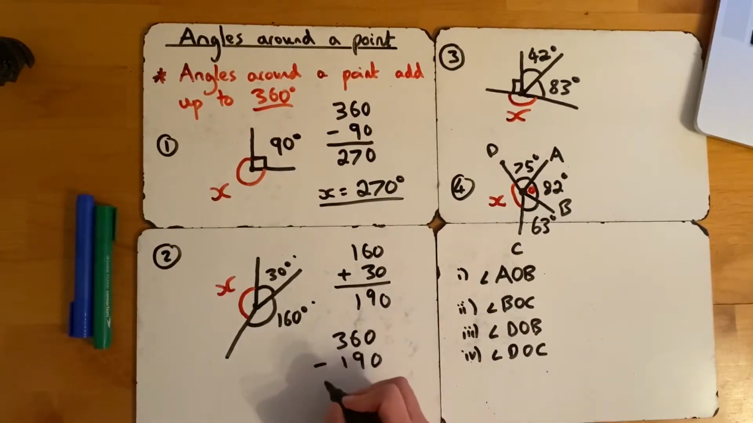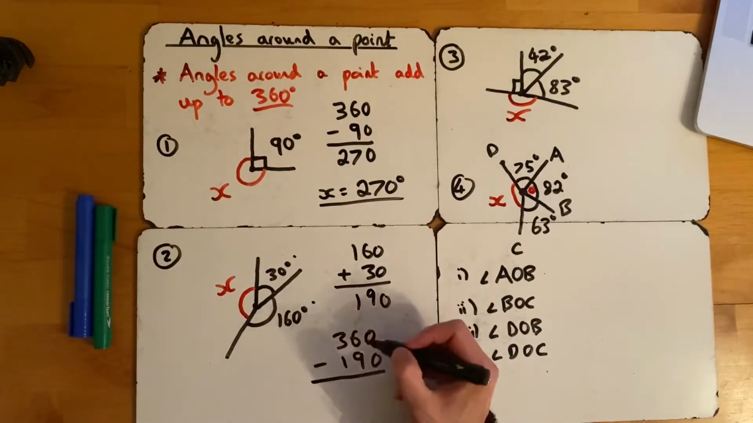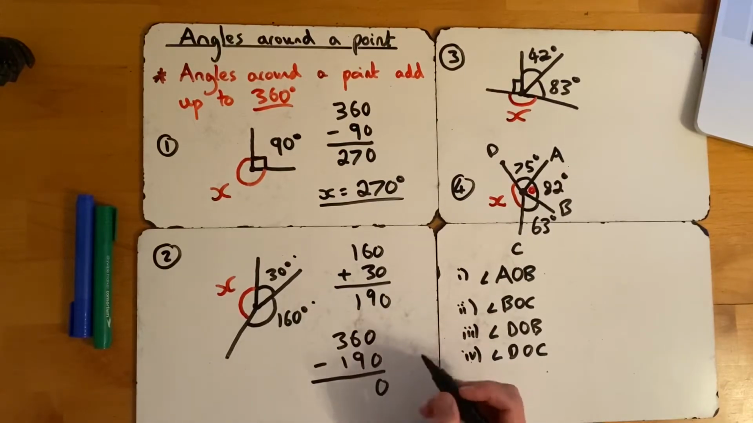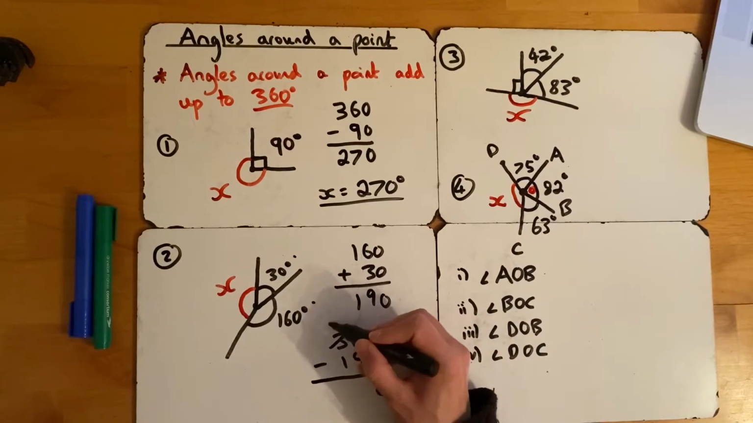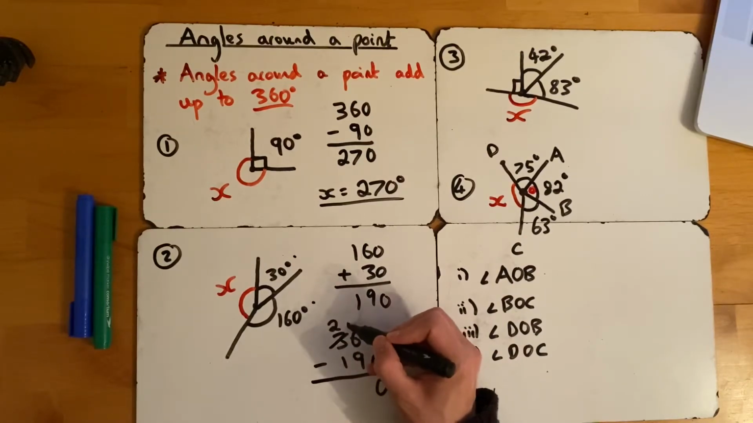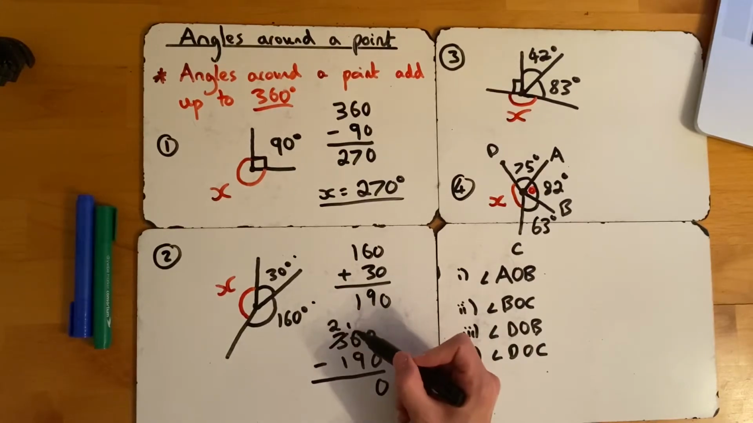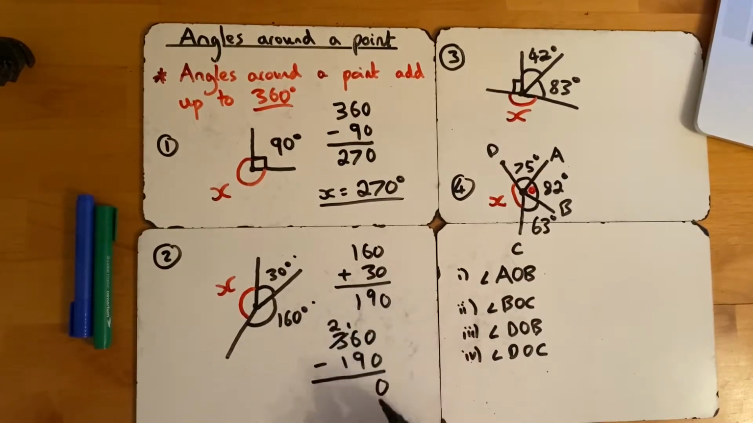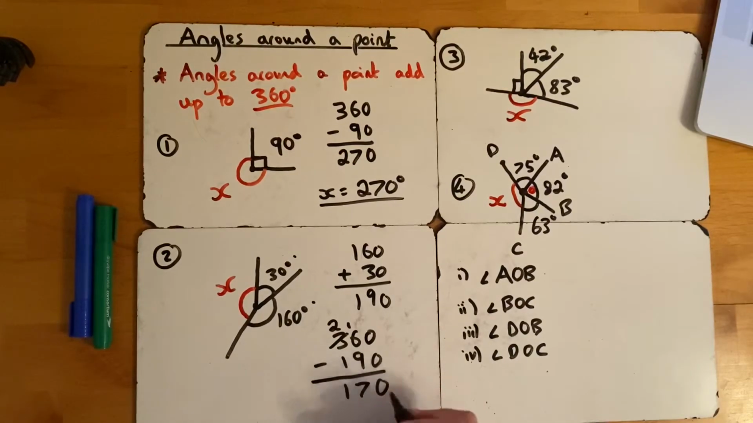Okay. So 0 take away 0 is 0. Now this one here, you can't do 6 take away 9. So I'm just going to borrow one from here. So put this as a 2 and this one here as a 1. Okay, so now we've got 16 take away 9, what is 7? And 2 take away 1, what is 1? So the answer is x is equal to 170 degrees.